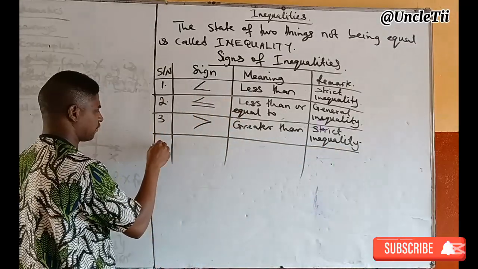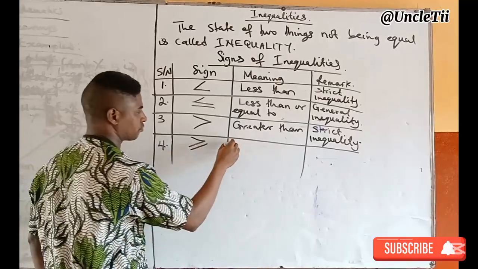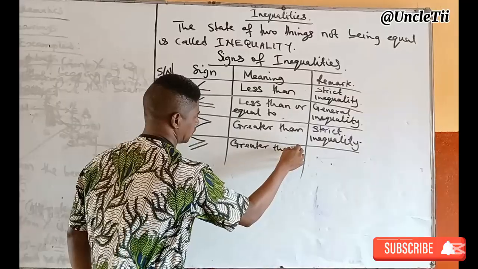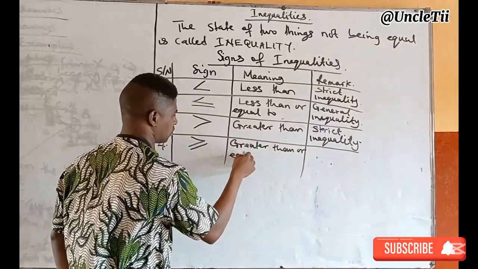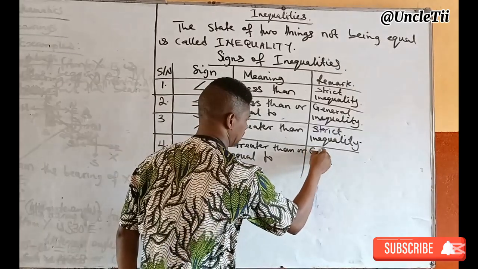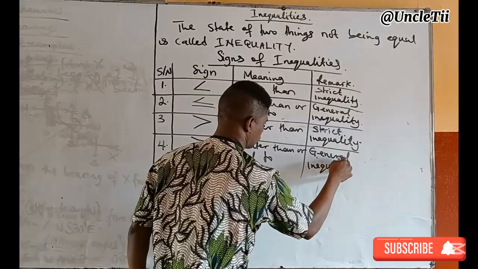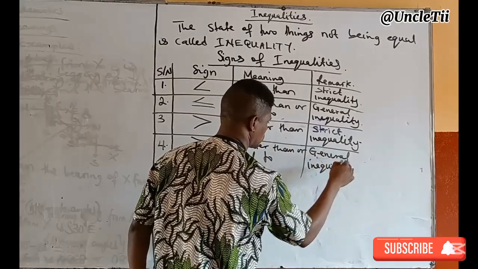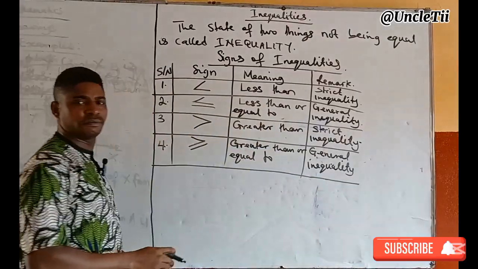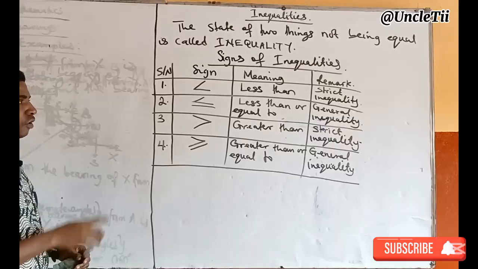And finally, we have the fourth sign, which is greater than or equal to. Again, it's a general inequality. These are the four signs or symbols of inequality.